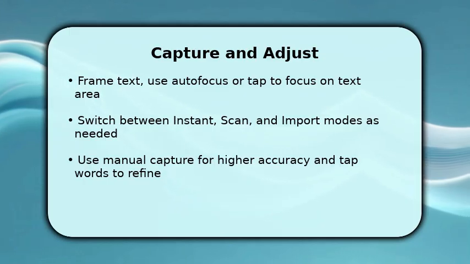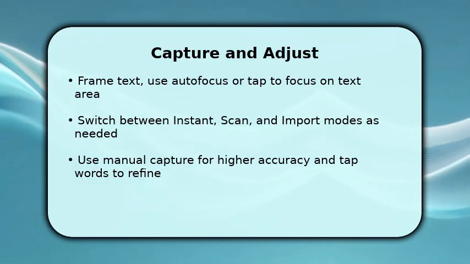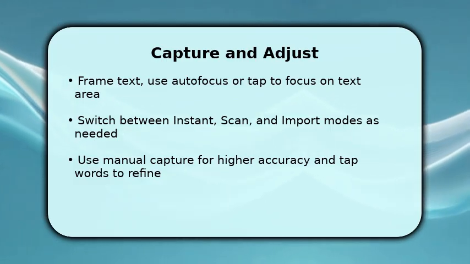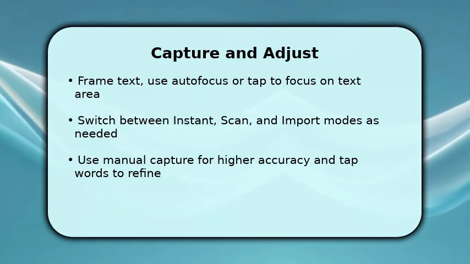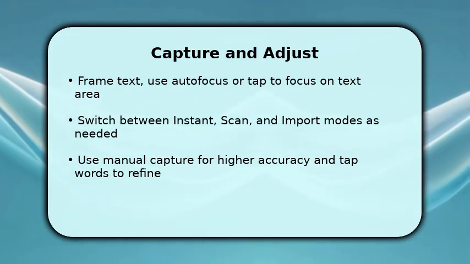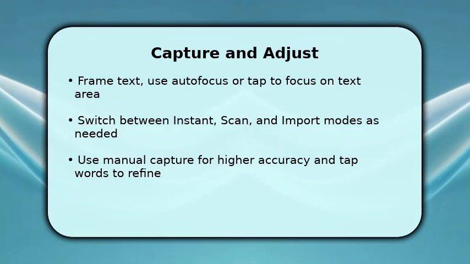Once you capture, the app will highlight recognized words. Tap any word to see alternatives or corrections. Make sure to adjust zoom and lighting for crisp characters. Clearer images yield better translations and fewer mistakes in output.